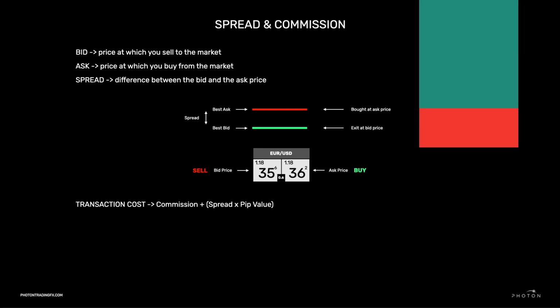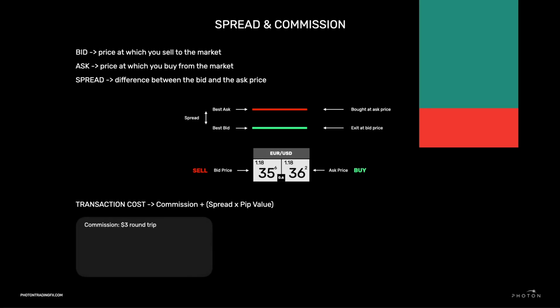It's the commission plus the spread times the monetary pip value, and that will give you your total transaction cost. So let's say, for example, your broker may charge a commission of $3 for a round trip. A round trip just means it's the full cost for both entering and then also exiting your position. So essentially it's just that total cost in terms of your commission. Now, let's say the spread of the instrument that you were trading is 0.6 pips.